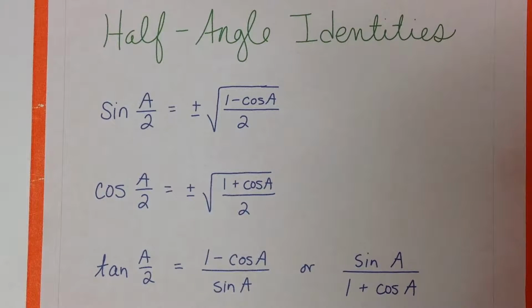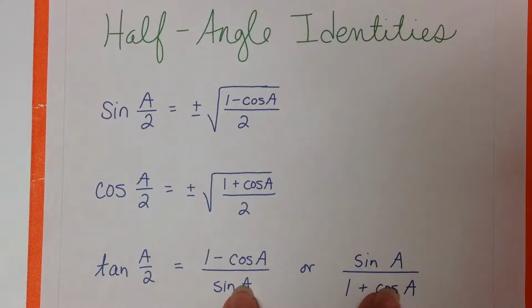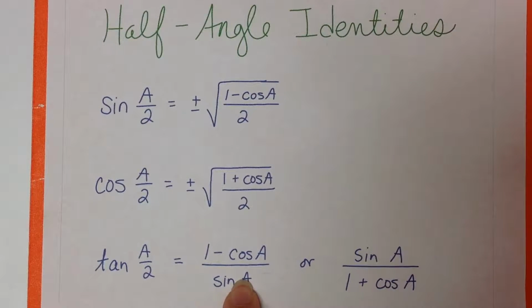Okay, in this section we're going to be learning about half angle identities. So what you see here are these half angle identities, so you'll need to write these down. These are not identities that you will have to memorize. One thing I want to point out to you is on the half angle identity for tangent, you do have a choice of either one of these.